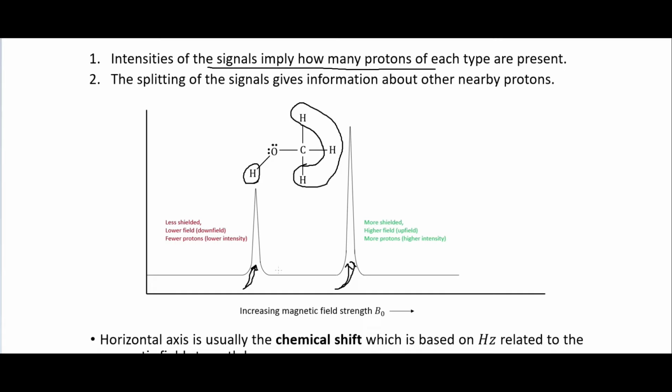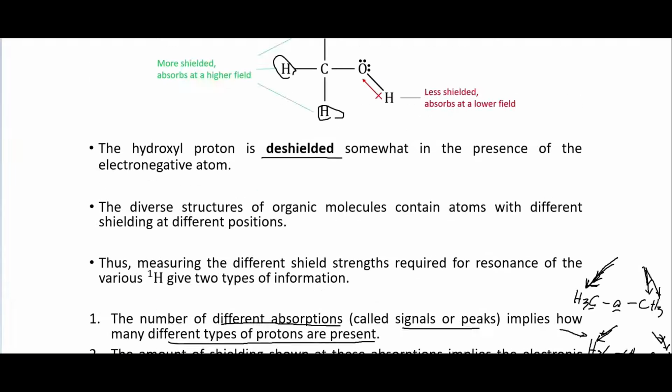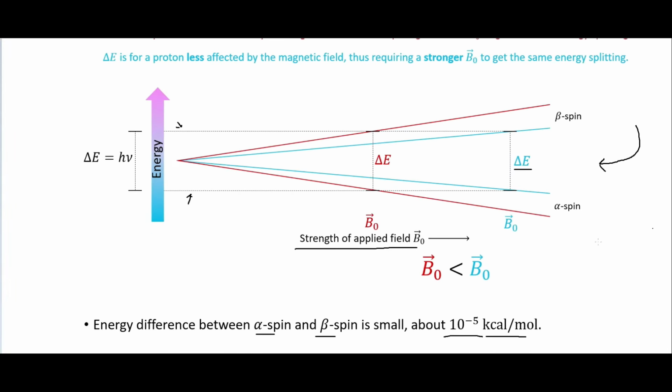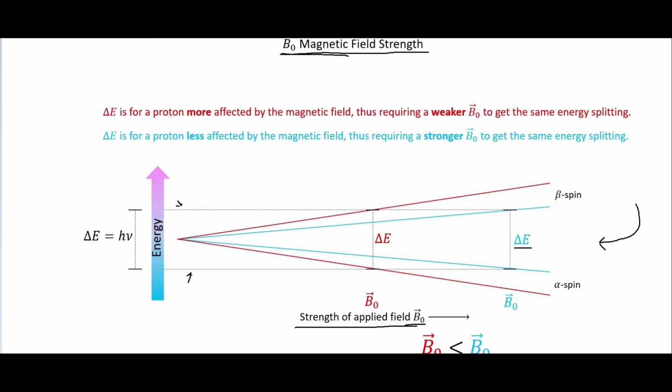And what we see is that this one will show up further to the left on here. Because it is de-shielded, we didn't need as strong of a B sub naught to actually get that to show up. Because remember, the energy difference here is going to be based on the strength of our magnetic field. And so something that is de-shielded is going to be more affected by the magnetic field, and so therefore it will show up right here, and something that is less affected by the magnetic field is something that is more shielded, and so it shows up at a higher magnetic field right there.